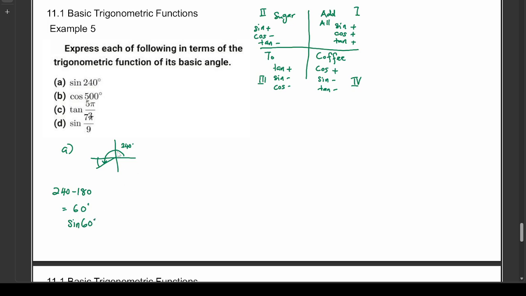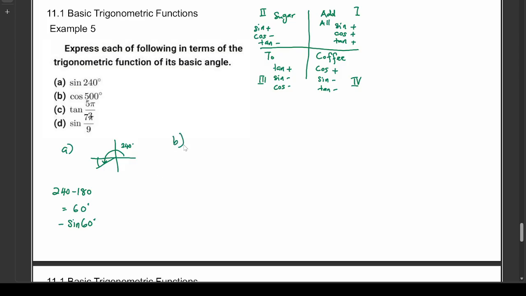And you need to check, it's in quadrant 3. Quadrant 3, all the sine angles will be negative. So you put a negative sign in front, right? So sine 240 is actually equal to negative sine 60. You can press the calculator, you see these two values are the same, right?